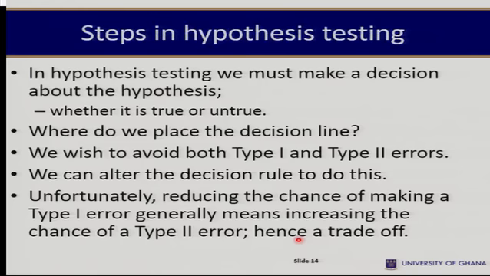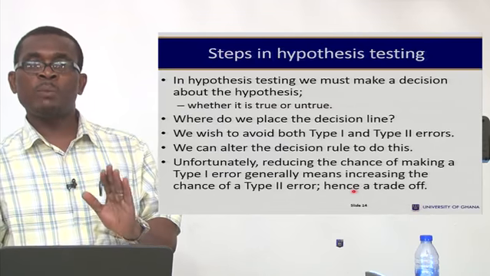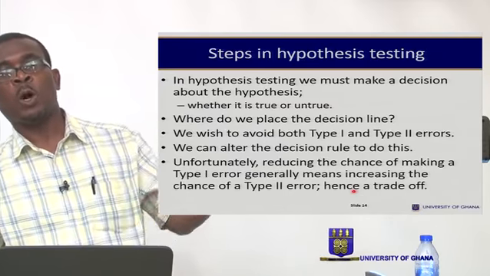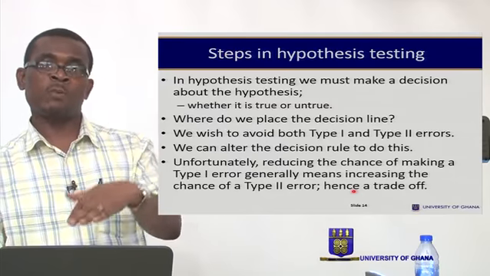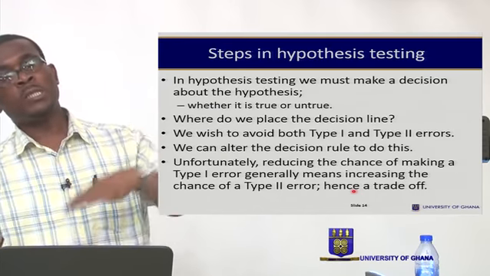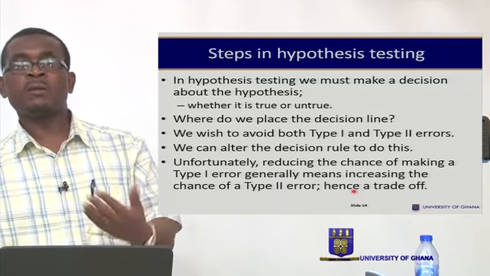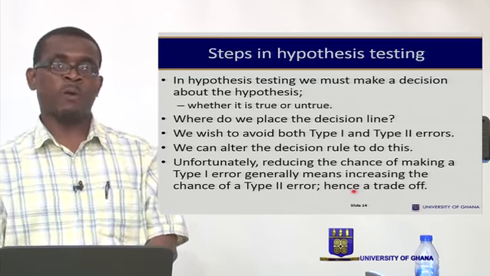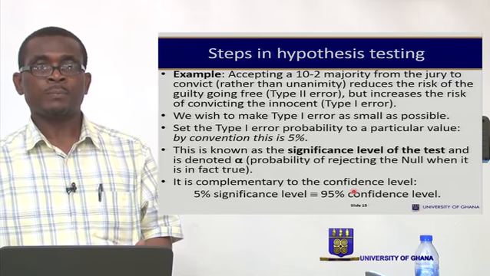Now, what are the steps involved in hypothesis testing? Invariably, we have to make a decision. Where do we place the decision line? Now, the point is that we wish to avoid both type 1 and type 2 errors. So sometimes it's possible to alter the decision rule to avoid one type of error, but reducing one type of error increases the chance of committing the other type of error. Hence, there is a trade-off.